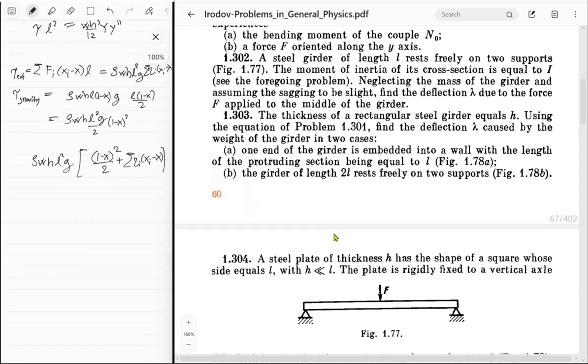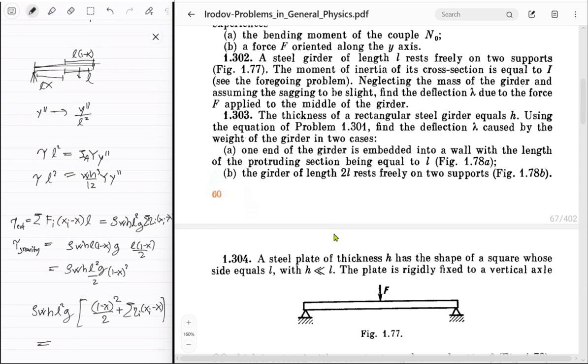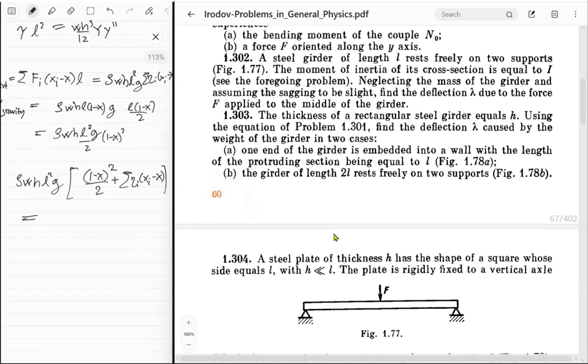And this thing is our torque, that's just equal to this equation, right? Oh, and this times L squared, by the way. So L power 4 is equal to W H cubed upon 12 Young's modulus y double dash. Perfect. Oh god, it's going to take forever.